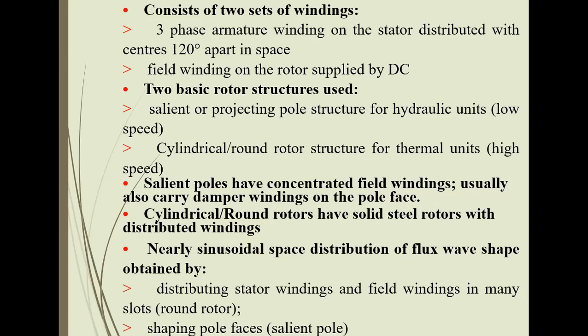So a nearly sinusoidal space distribution of flux waves is obtained by distributing the stator winding and field winding in many slots and shaping the pole faces. Why? Because we want a smooth operation. Sinusoidal space distribution means we don't have any torque pulsation or torque oscillations. So for that we distribute the stator winding and field winding in many slots, and the salient pole faces should also be of equal shape.